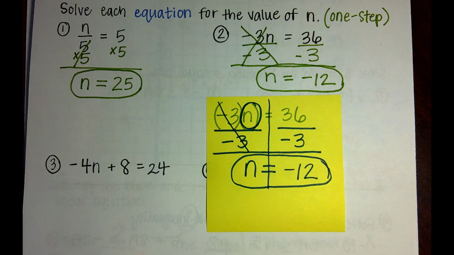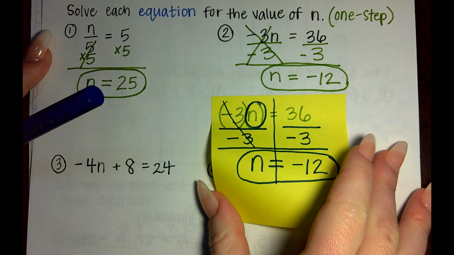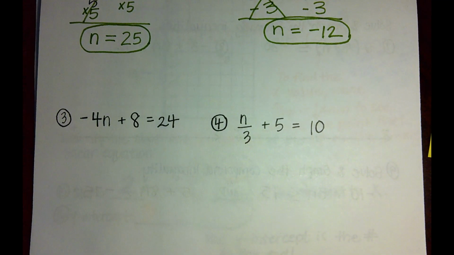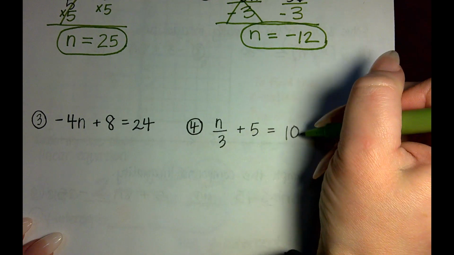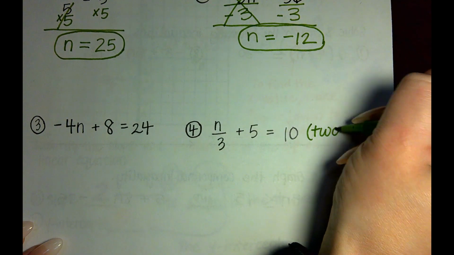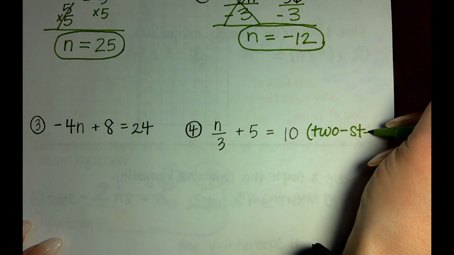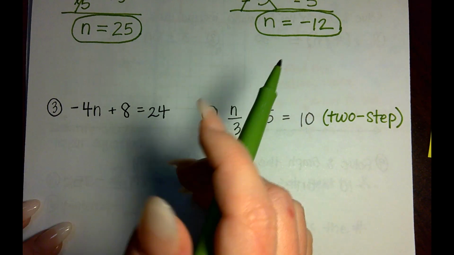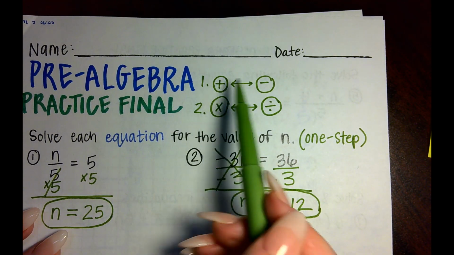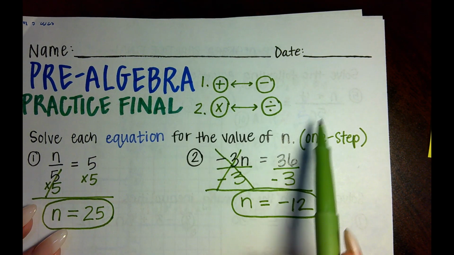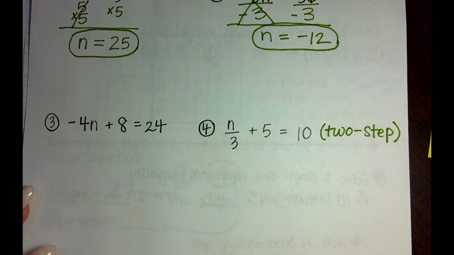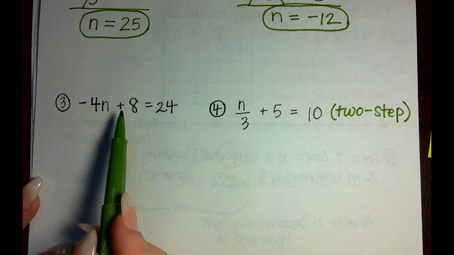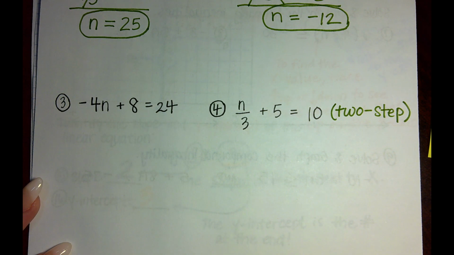Does that help clear it up a little bit? Okay, good. All right. Let's go ahead and look at number 3 now. So now we are looking at two-step equations. And this is where we need to be careful about what order we do things in. So remember, like I had written above here, we want to get rid of addition and subtraction first, then multiplication and division. So for number 3, I have -4 times n plus 8 equals 24.